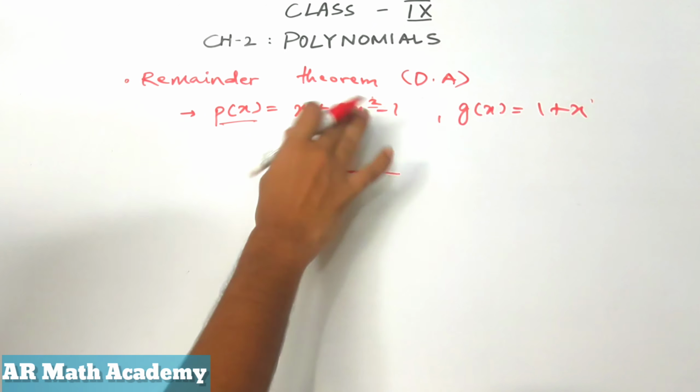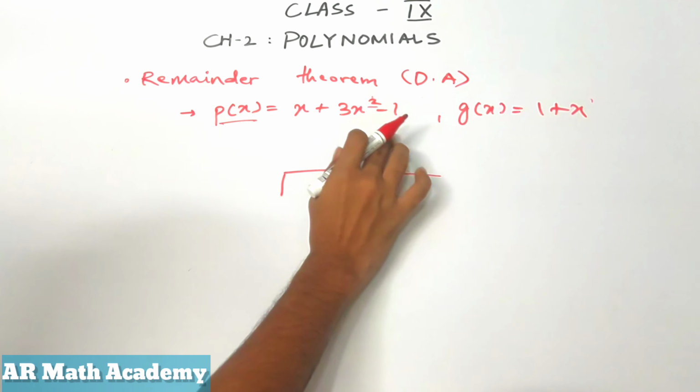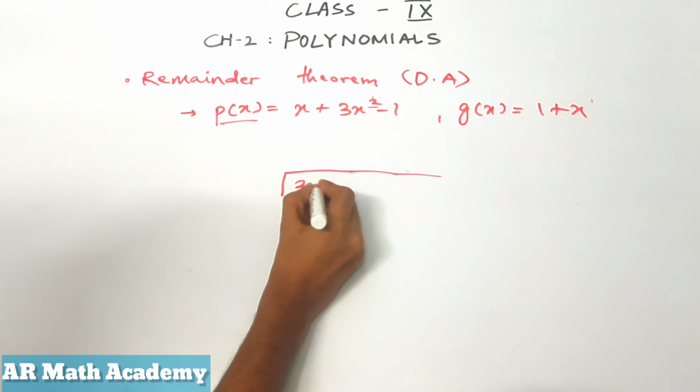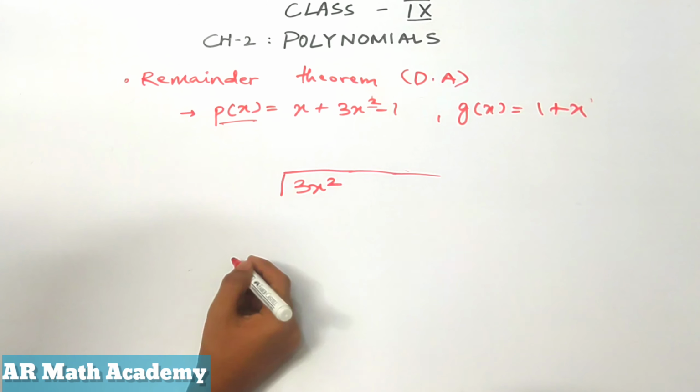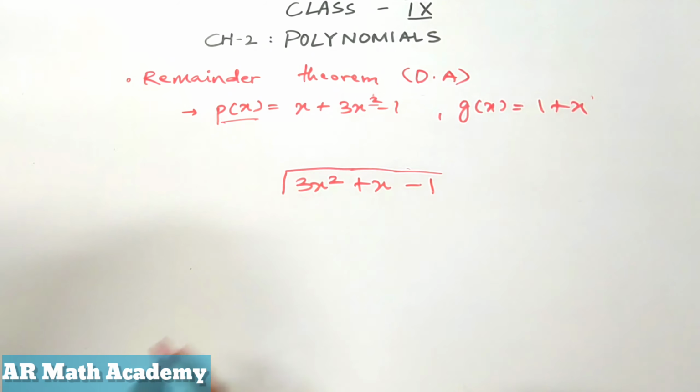So you can rearrange the polynomial according to its degree. What is the highest degree of this equation? 2 is the highest degree, so place this in the first position: 3x square. Now what is the second highest power? 1 is the second highest, so arrange it accordingly. Next comes the constant.